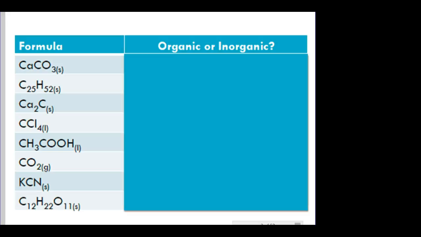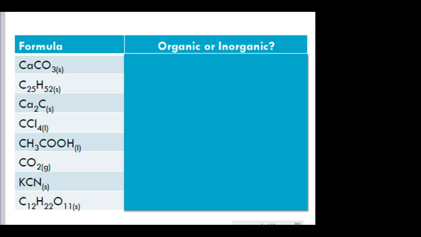Take a look at this. CaCO3, what is that? Carbonate. Okay, so CaCO3 is calcium carbonate. Is that an ionic compound? Yes, it is, because we have a 2 positive calcium ion and a 2 negative carbonate ion. This is an inorganic form of carbon. C25H52. General rule for you is if there's just carbon and hydrogen, it's probably an organic compound.